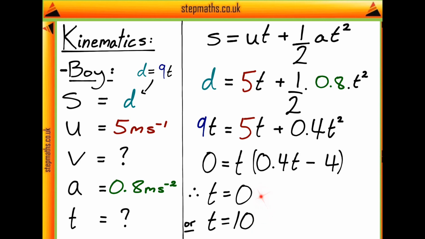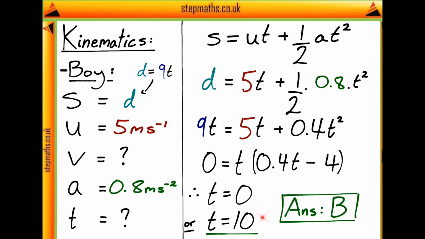So which of these is going to be the correct time? Well, obviously it's going to be our 10 seconds because t equals 0 is just the initial point when the man first came past the boy. So this time of 10 seconds corresponds to the answer B, which we're given in the question.